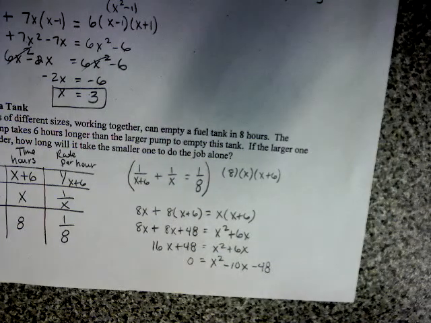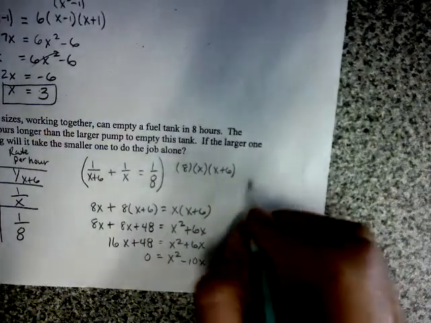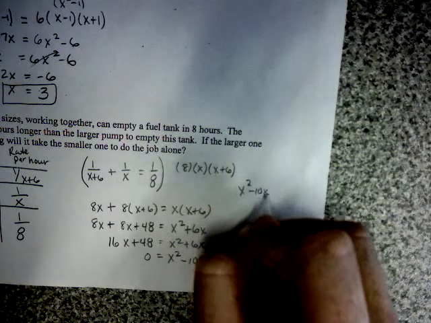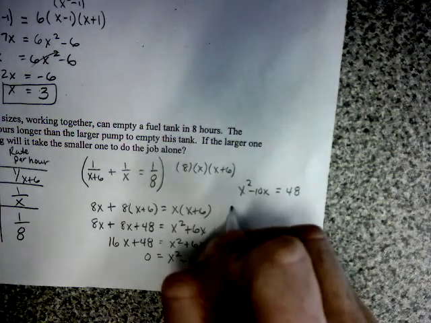Okay, so that's not going to be factorable, so we're going to have to use another method. We could either complete the square or use the quadratic formula. I'm going to complete the square. So x squared minus 10x is equal to 48. And then I can complete the square.